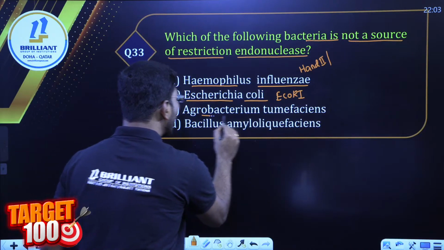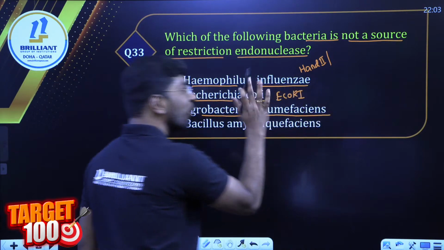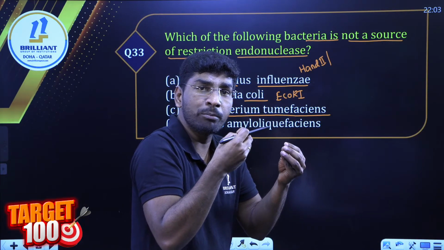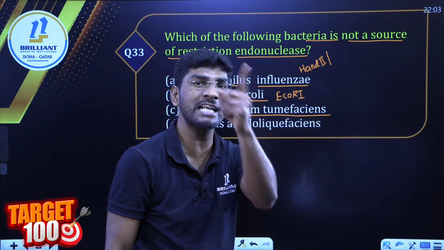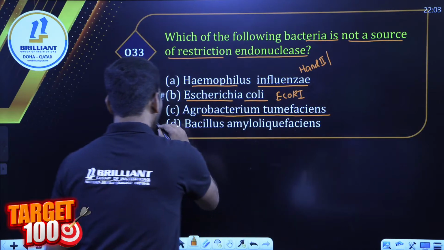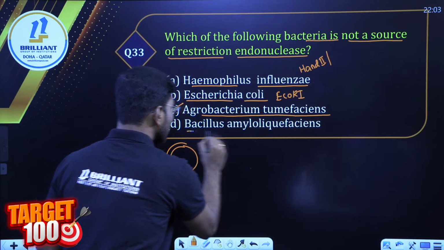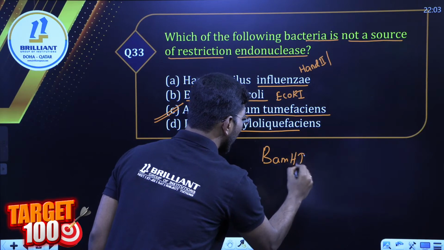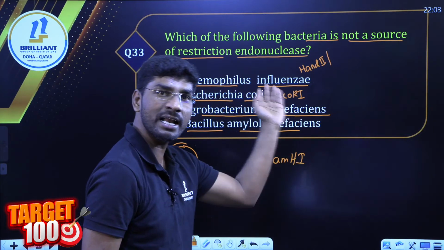Next, Agrobacterium tumefaciens, no restriction endonuclease. It is a modified vector to transfer the gene in plant cells. So the answer is option C. Bacillus amyloliquefaciens, here BamHI, BamHI. Bam stands for the bacteria name.